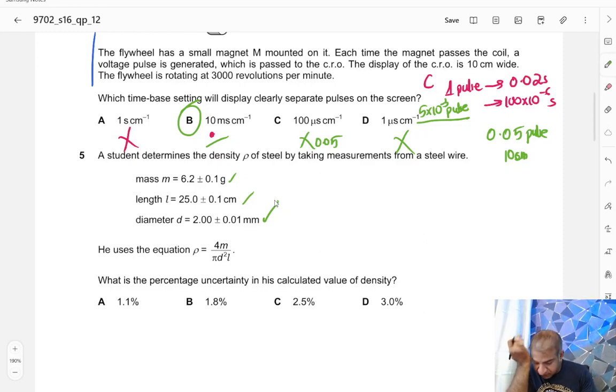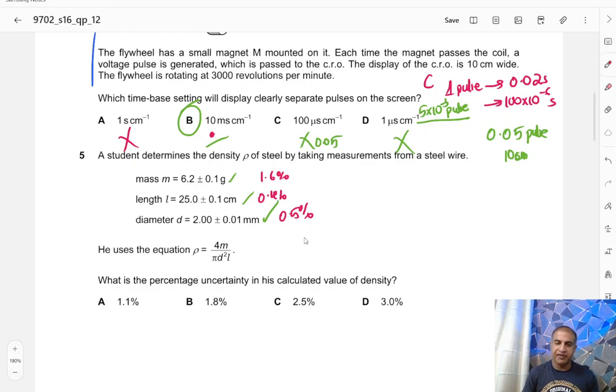Well, the fastest way to solve this is to first find the percentage uncertainty in each of these quantities over here. So I'm just going to find the percentage uncertainty over here. This is going to be 0.1 divided by 6.2. I'm not going to worry about the units. This is going to give me 1.6%. I'm not even concerned about the significant figures over here. So this is going to be 0.1 divided by 25 multiplied by 100, and that gives me 0.4%. And the last but not the least, 0.01 divided by 2 multiplied by 100, and that gives me 0.5%.